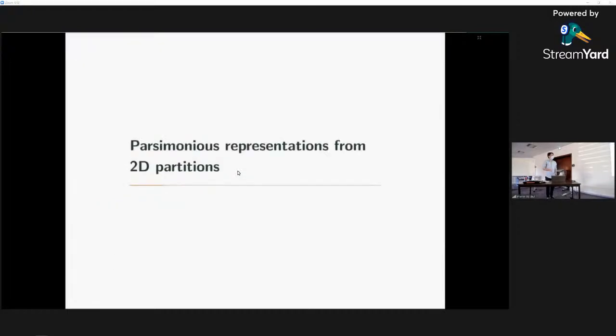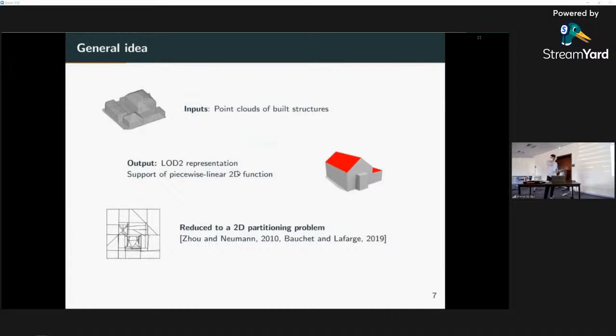So let's start by looking at the parsimonious representations. Again, as inputs, we take point clouds of built structures. And as I said before, as output, we want LOD2 representations, which looks like something on the right. Mathematically, the LOD2 representation can be seen as the support of a piecewise linear 2D function. And therefore, a lot of approaches have reduced the problem of reconstruction to a 2D partitioning problem. If we can reconstruct correctly a two-dimensional partition of the space, by lifting each cell of this partition, we can construct a 3D model that can be used for LOD2 representations.